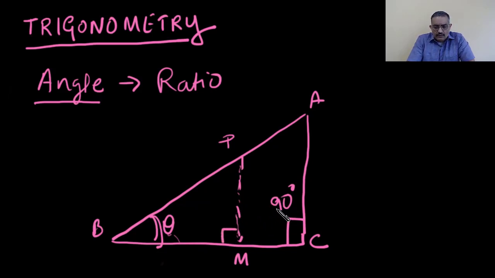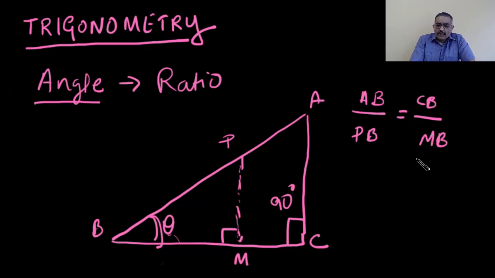By the theories of similarity of these two triangles, we know that the triangle ABC and PBM are similar in nature, and therefore the sides are essentially proportional to each other. So the ratio of the sides are similar. You see, AB by PB is equal to CB by MB, and similarly this is equal to AC by PM.